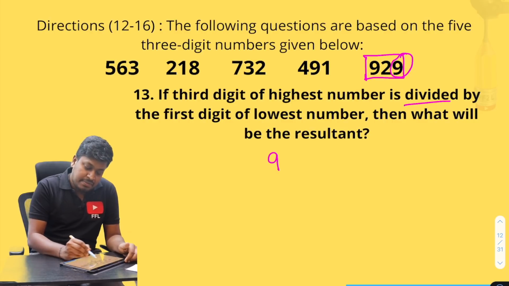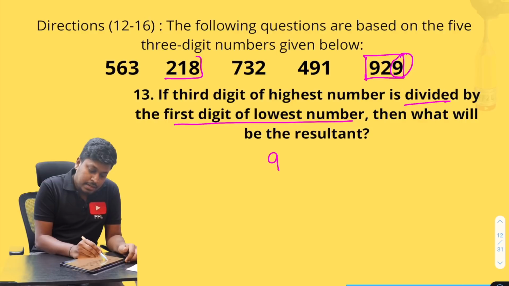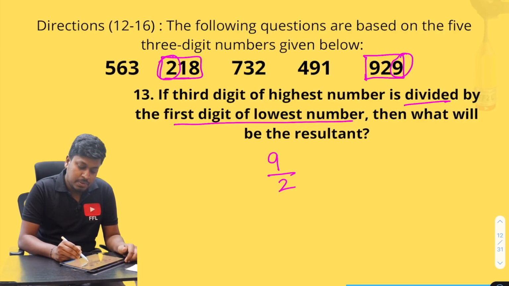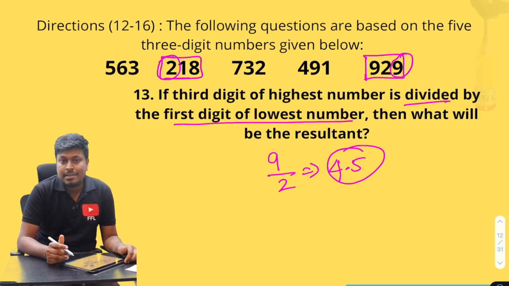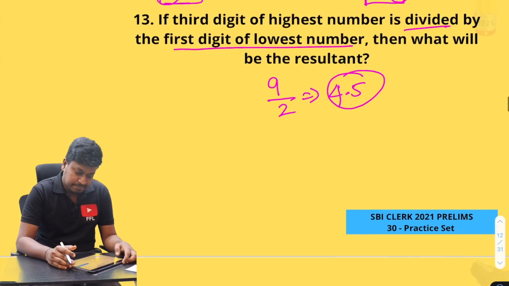So it must be divided by the first digit of the lowest number. So the lowest number is 218. In this 218, we get 2 as the first digit. So divide by 2, which becomes 4.5. So 4.5 will be the answer for question number 13.